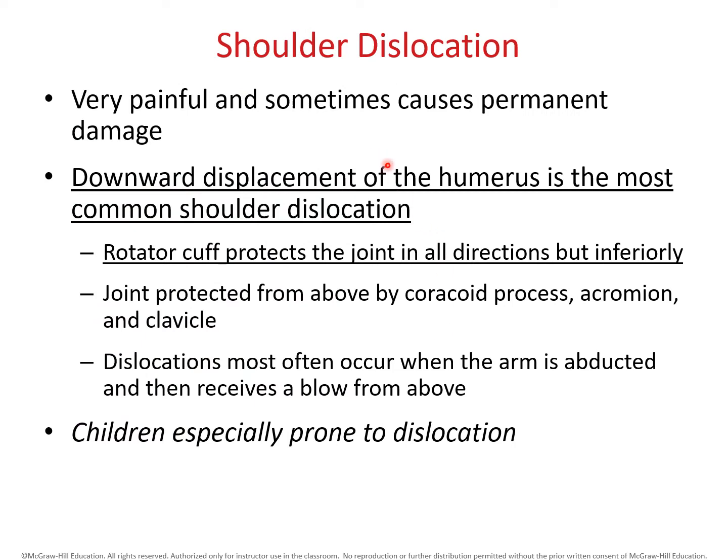Shoulder dislocation. Well, this can be pretty painful if this happens, and it can cause permanent damage depending. So here's the deal. Rotator cuff muscles protect the joint in all directions except for inferiorly. So that means the most common direction in which the humerus is going to come out of the glenoid fossa would be downward. Okay, so inferior dislocations of the shoulder are the most common that you find. All right, as it says here, downward displacement of the humerus. It's the most common way that you're going to dislocate a shoulder.